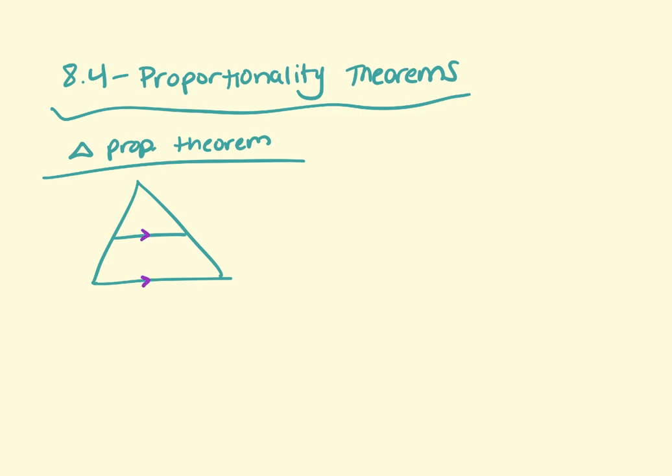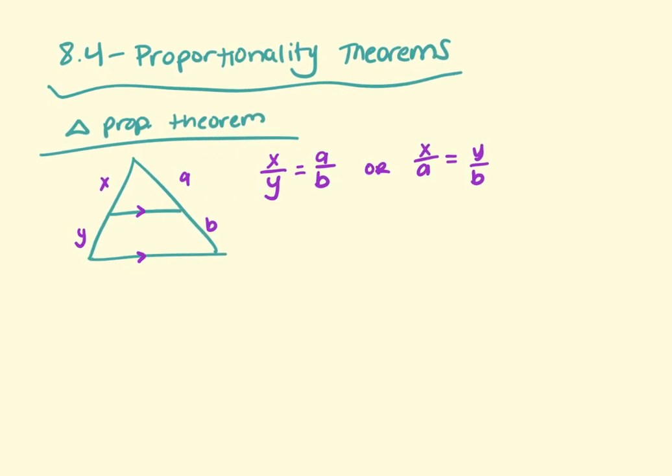So if those were parallel, and this was x, y, a, b, then x over y would equal a over b, or x over a would equal y over b, or the reverse of those, so we could go right to left. That was like number 1 from your warm-up.